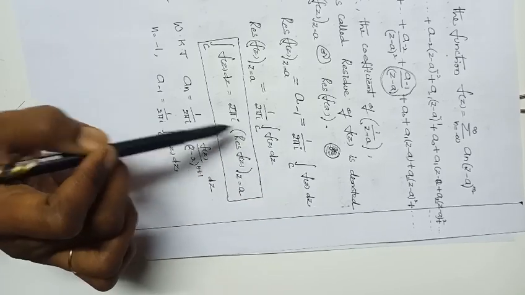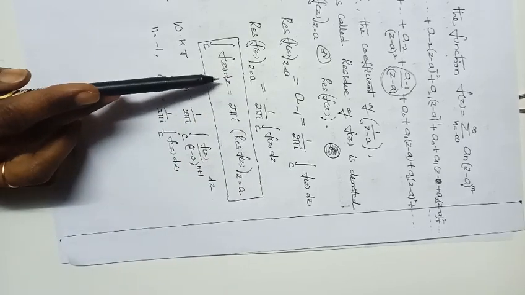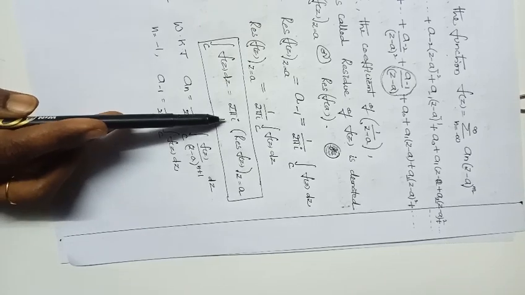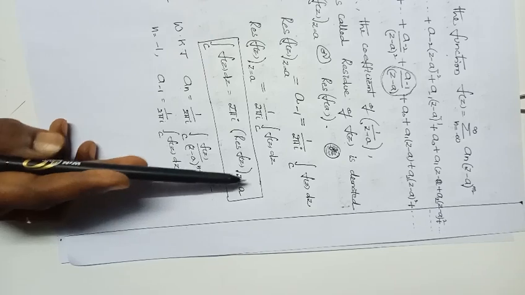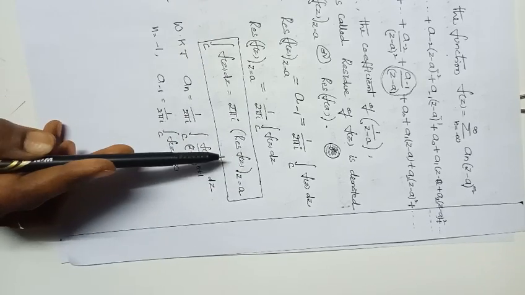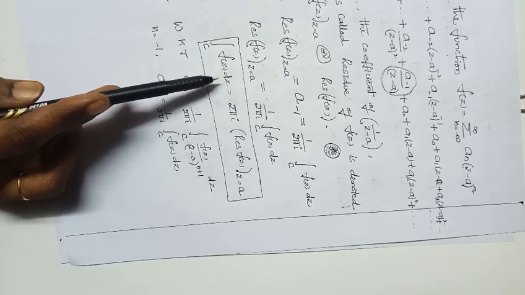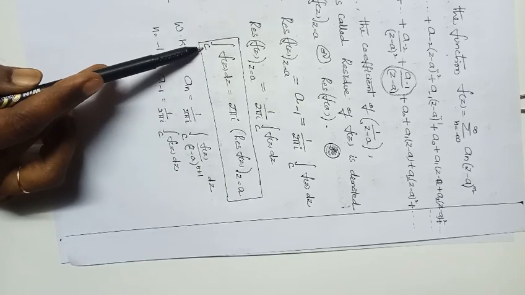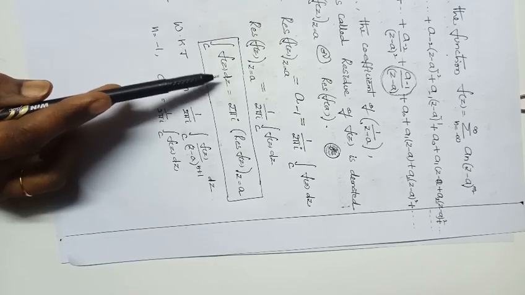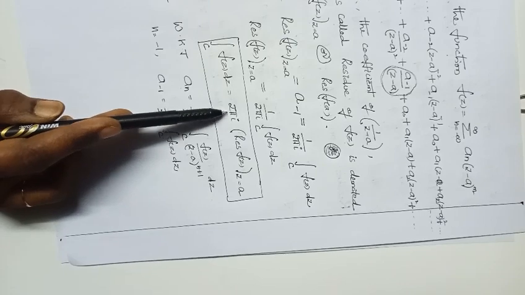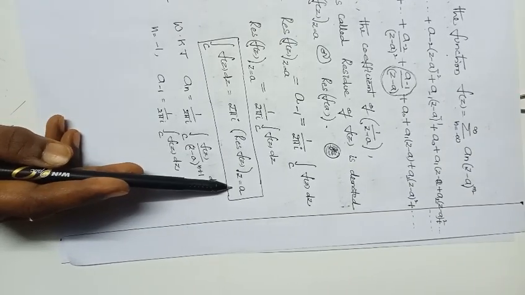By cross multiplication, keep the integration on one side and the remaining on the opposite side. Integral over c f of z dz is also defined as 2 pi i into residue of f of z at z equal to a. This is the main application of residue. With the help of residue, we can calculate integral problems along a closed curve. So the integral along the closed curve, f of z dz, equals 2 pi i into residue of f of z at z equals a.